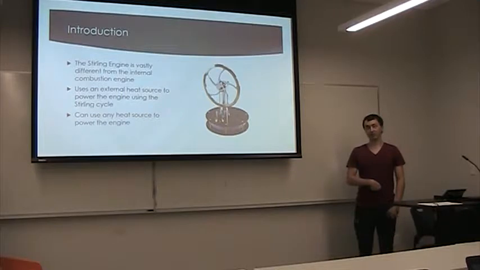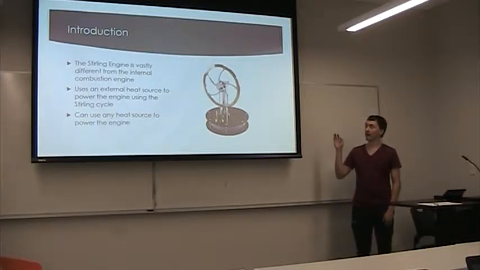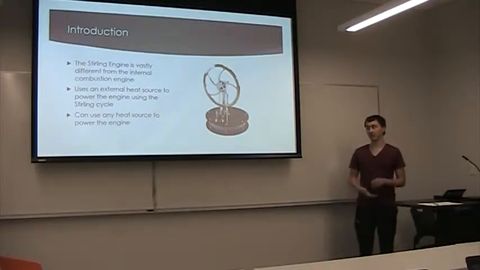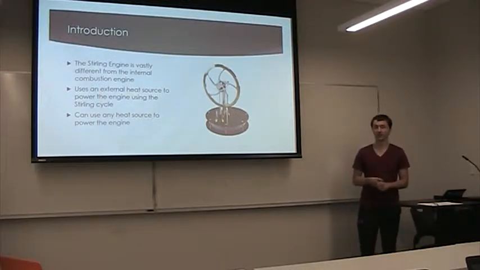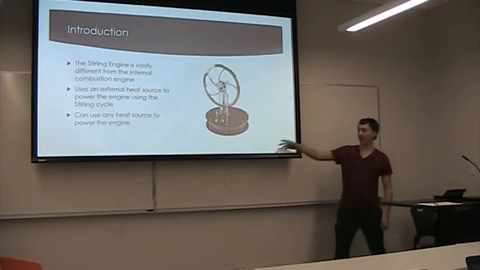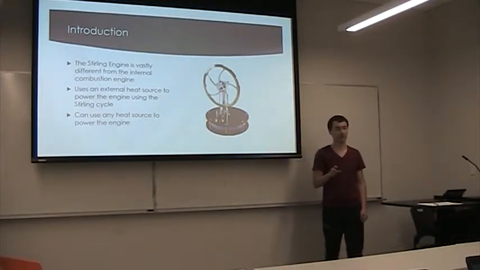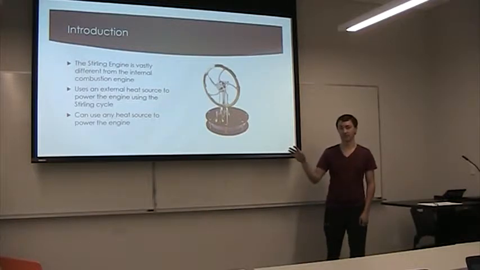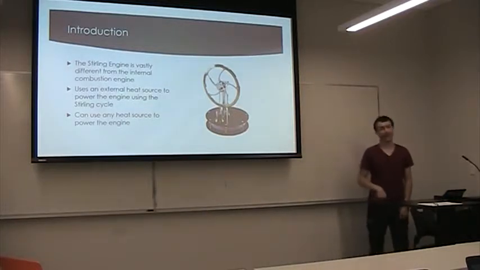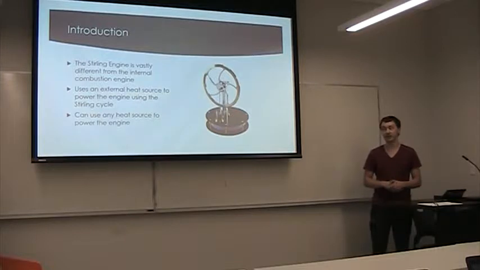An internal combustion engine has a fuel that they inject into the engine, and it's got an exhaust and stuff. A Stirling engine actually uses an external heat source to power the engine, and there's a specified amount of gas in a particular volume, and the gas doesn't ever leave the system. It's permanently in there. And it can use any heat source to power the engine.